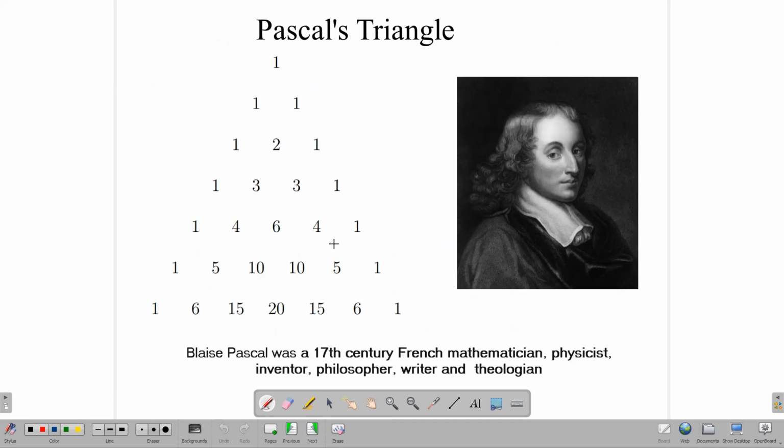So let's talk about Pascal's triangle first. But before that, who was Pascal? Since it's his triangle. All right. Blaise Pascal was a 17th century French mathematician.